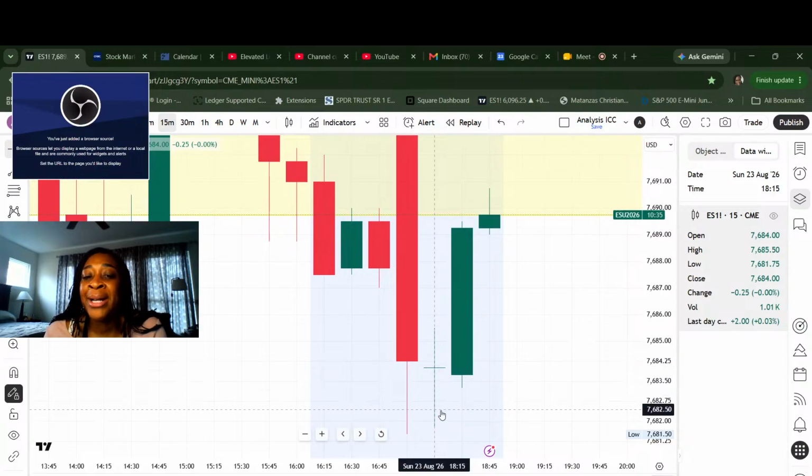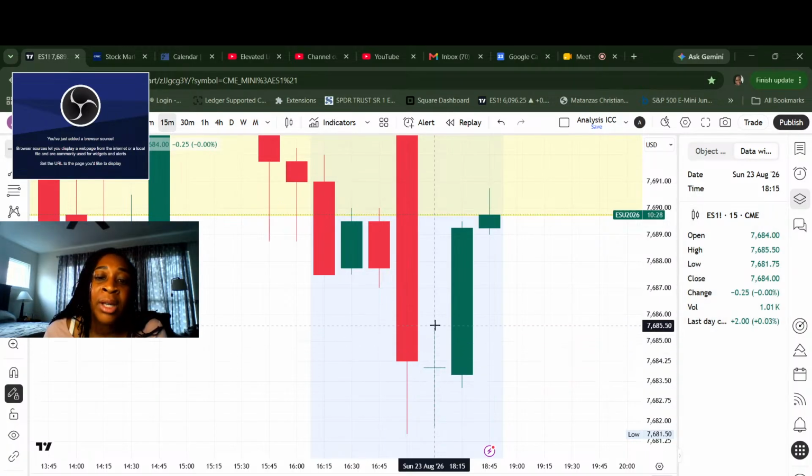So essentially price opened here. It went all the way down, came all the way up, and then came all the way back down again to the opening price.